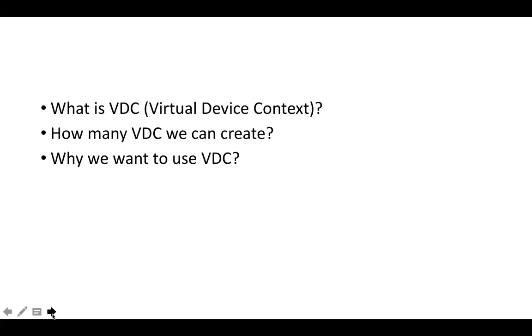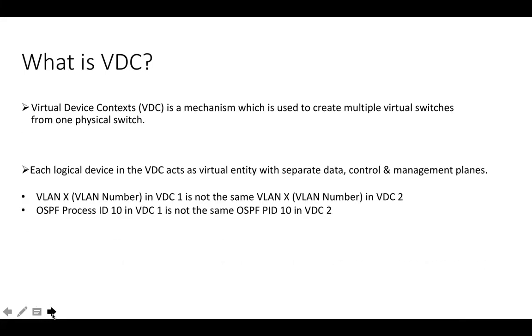Let's start with VDC. VDC is a mechanism which is used to create multiple virtual switches in such a way that they look like different physical switches to a remote user or remote devices. Each virtual switch is configured and managed in the same way as we configure or manage a separate physical switch. I mean to say that each VDC will have a separate control plane, data plane, and management plane.